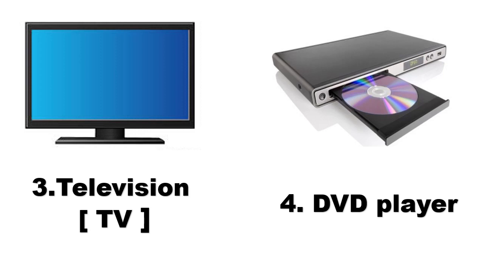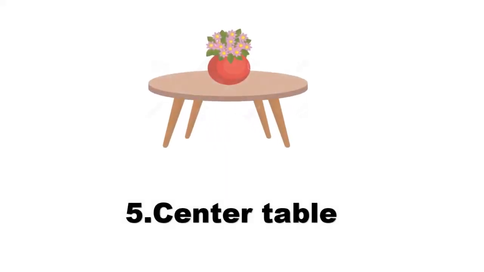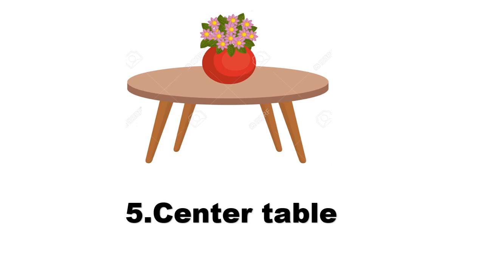Number four, we have a DVD player. Repeat after me. TV. DVD player. Number five, center table. You can see we have a table with a flower pot on top. We call it a center table.